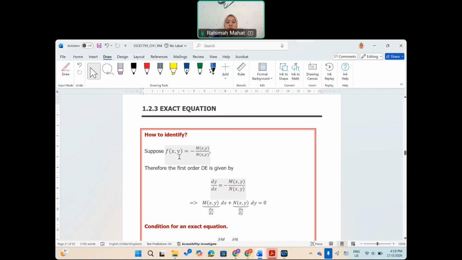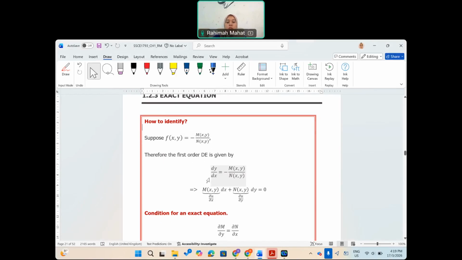Suppose that f(x,y) is equal to negative M(x,y) over N(x,y). Therefore, the first order DE is given by dy over dx equal to negative M(x,y) over N(x,y). So how do we get this? The second equation, you cross multiply this equation, so you will get M(x,y) dx plus N(x,y) dy equal to 0.